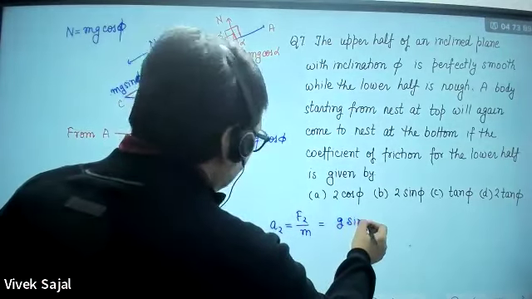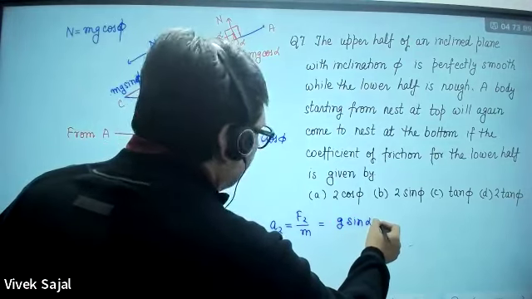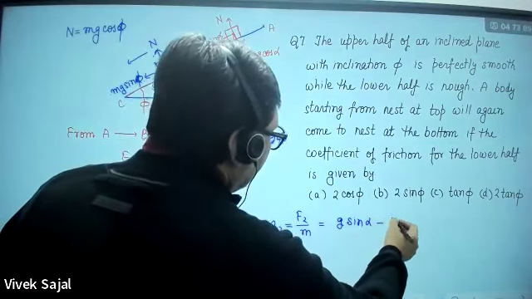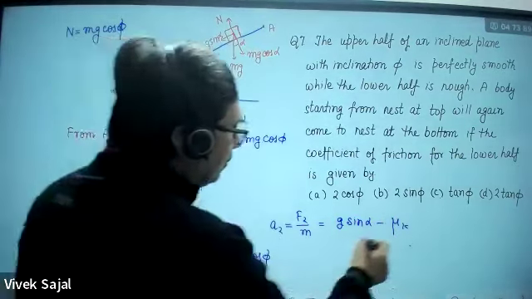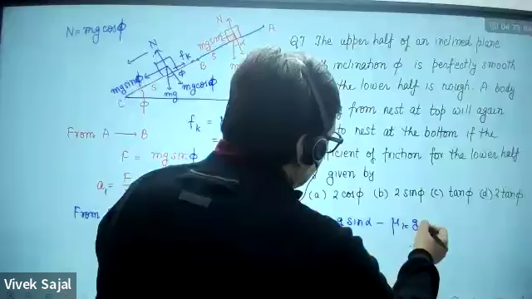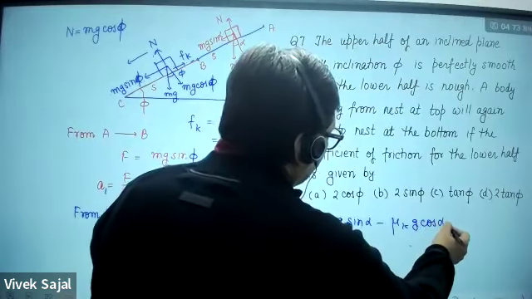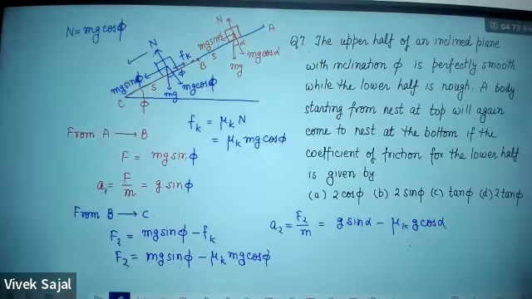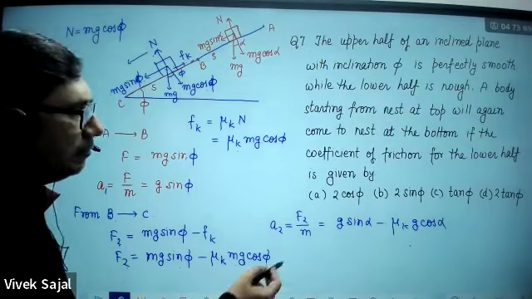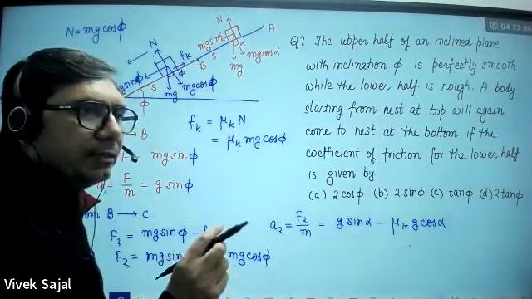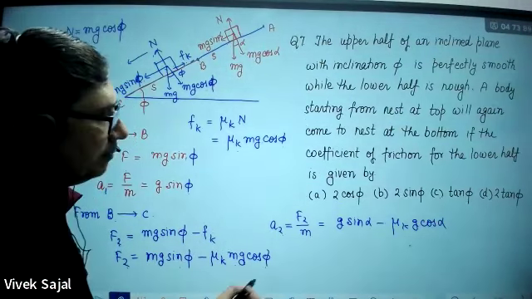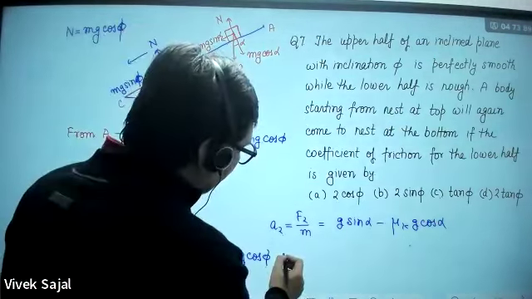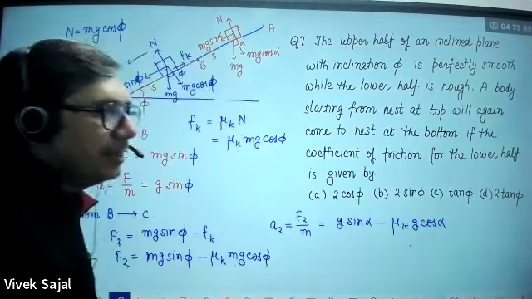g sin alpha minus mu k, and this will be g cos alpha. Now try to understand, this will be a deaccelerating one. So if I write it, I should introduce a minus sign here.